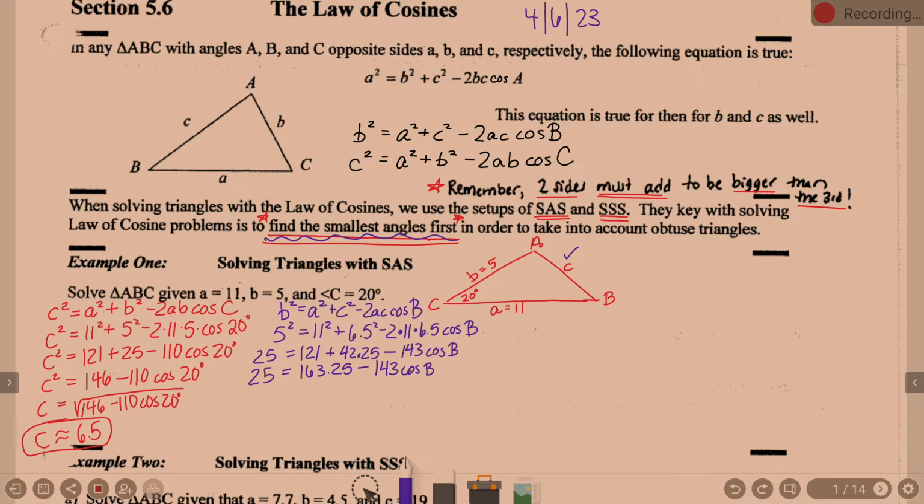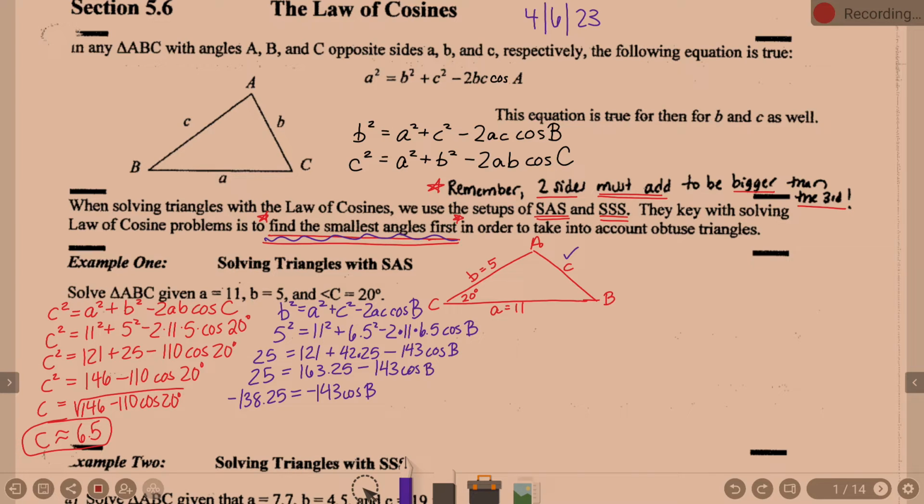What are we solving for? Big B. So we're solving for cosine B, working to get cosine B by itself. So subtract the 163.25 over to the left, because my job is to work to get that B by itself eventually. What is 25 minus 163.25? Negative 138.25, and that's going to equal negative 143 cosine b.